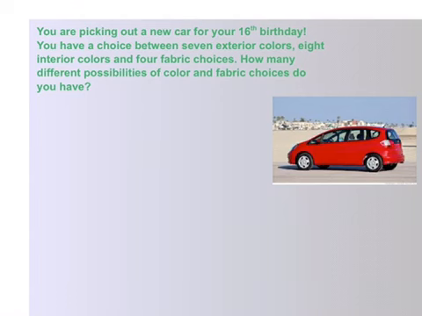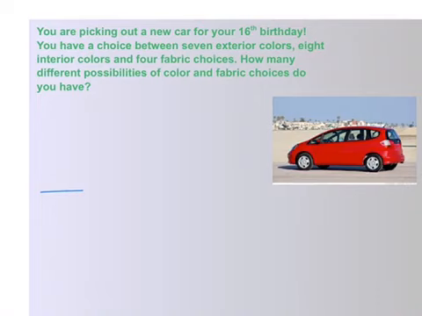So now example number 3. We're going to pick a new car out for our 16th birthday. Woohoo! We have a choice between 7 different exterior colors, 8 different interior colors, and then 4 fabric choices. So we want to figure out how many different possibilities of color and fabric choices we have for our car. So we get to pick 3 different things.